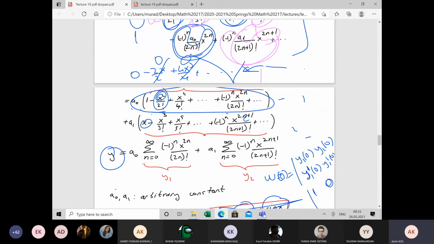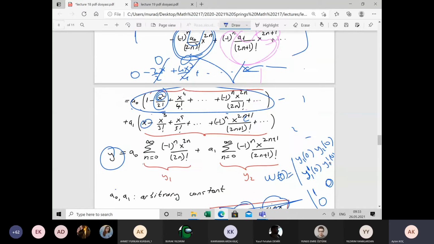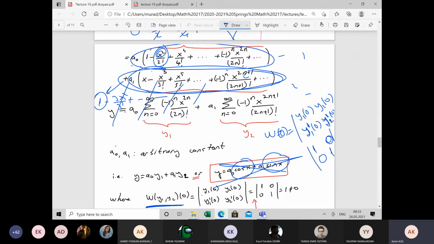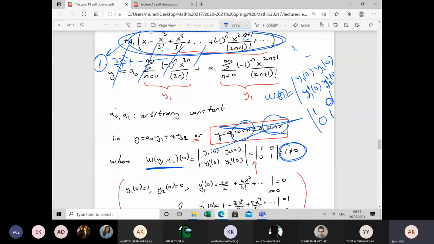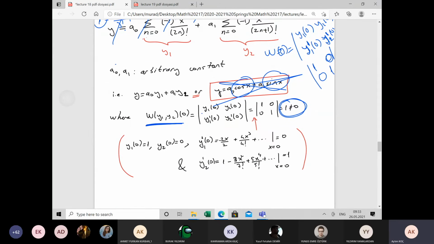So the next one, y sub 2 prime: differentiate with respect to x, 1 minus 3x squared over 3 and so on. Substituting x equals 0, we obtain only 1. So we obtain 1, not 0. So it means these are fundamental solutions.